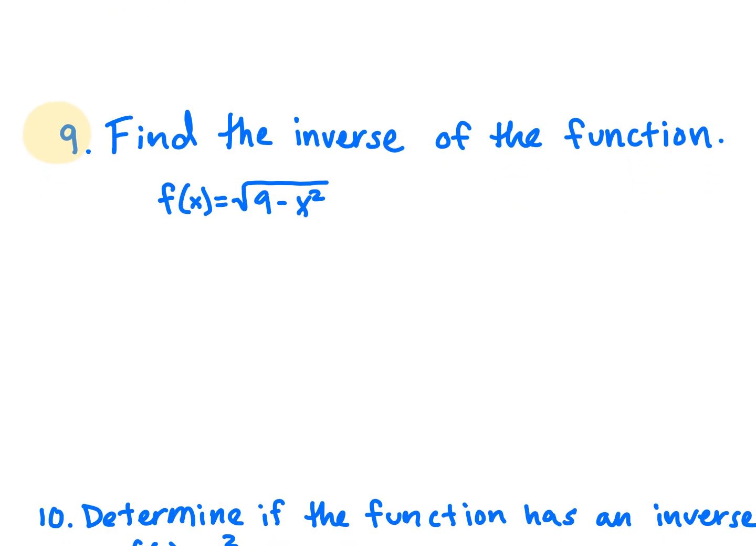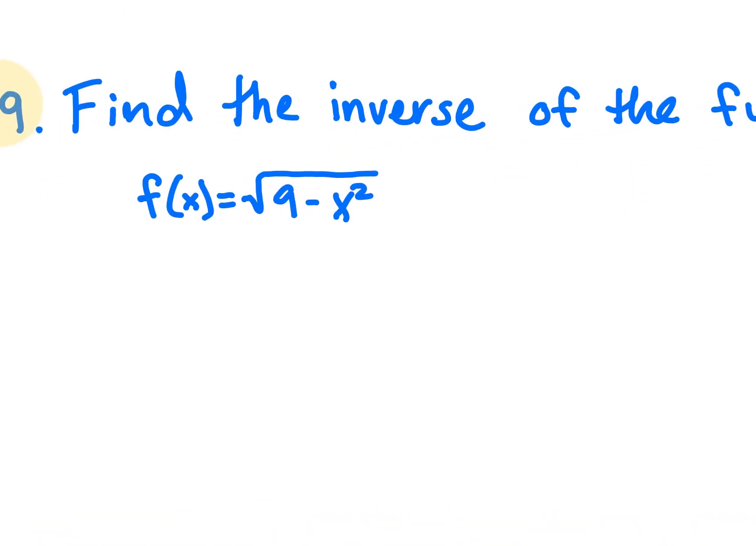All right, what about number 9? What would we do here? Let's think about it though. Does it have an inverse? What's the one rule that we look for? x squared. Anything that's x squared has no inverse. If it's x squared, it does not pass the horizontal line test. So it has no inverse.